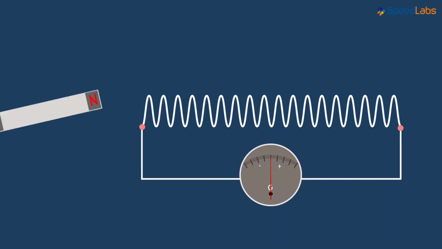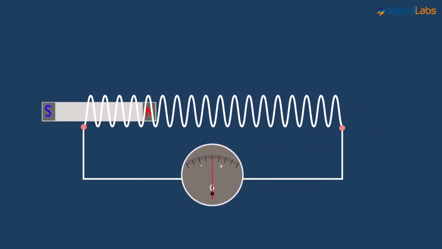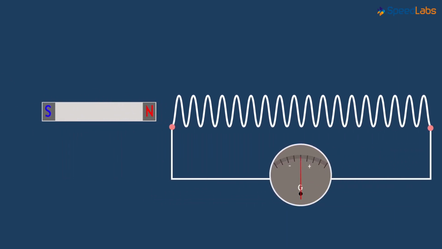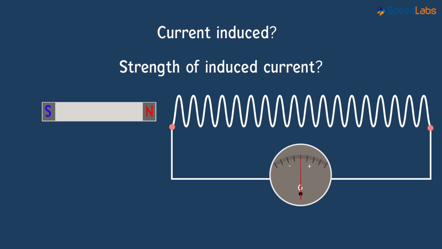In our previous lesson, we were left with some intriguing questions, right? What if we keep the magnet stationary and move the coil towards and away from the magnet? Will there be any current induced? And what are the factors which affect the strength of the induced current? Let's try to find the answers to these questions.